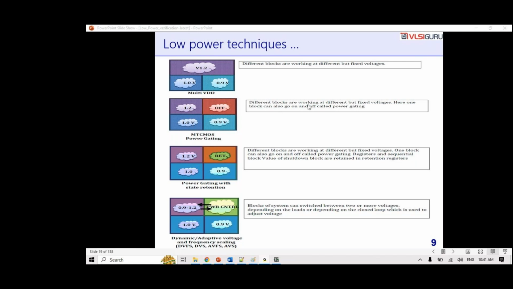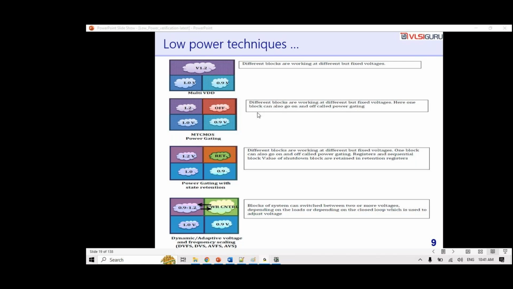So the different blocks are working at different but fixed voltages. Here one block can also go on or off, called power gating. But when you do power gating, you want to cut off the entire supply to that block. To do that, we intentionally use a high threshold voltage transistor wherever you are gating off, because you don't want any leakage to happen at that level.